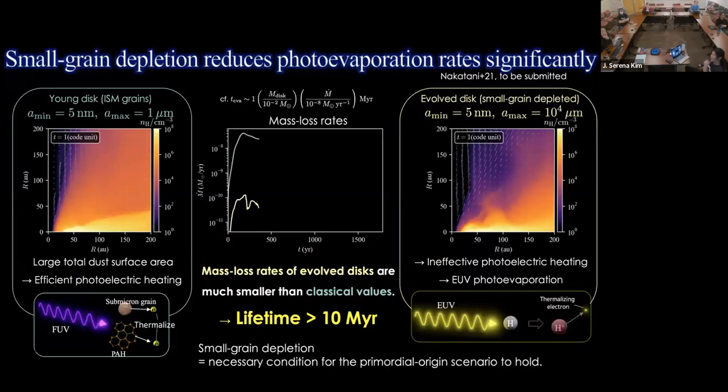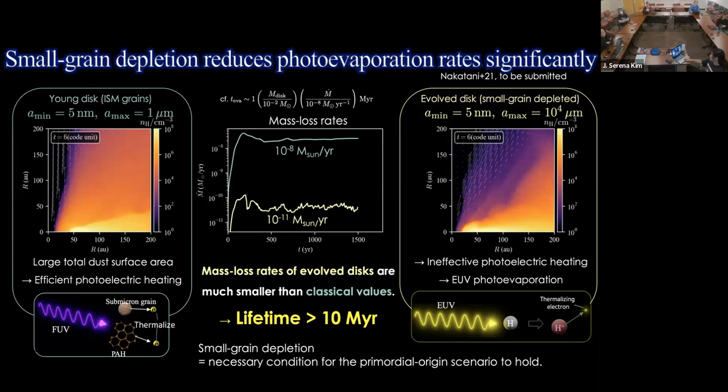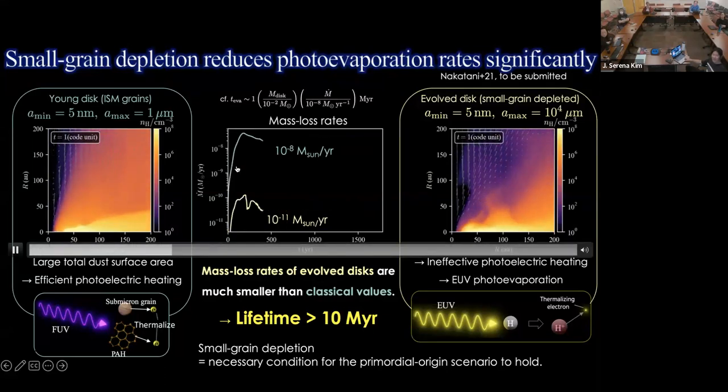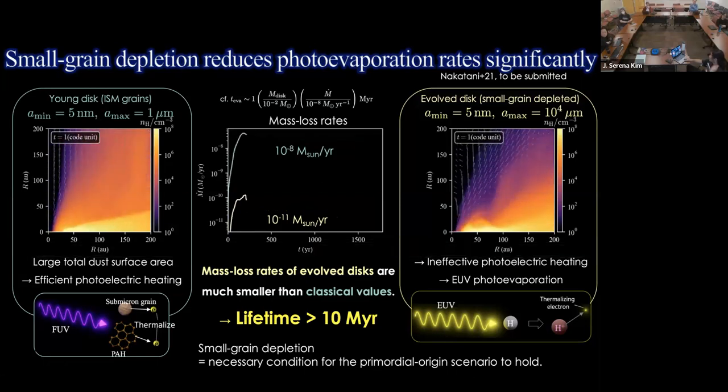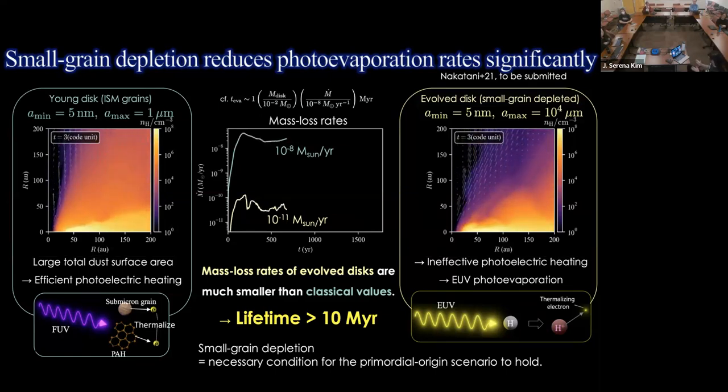And I tested my idea by running hydrodynamic simulations for small grain depleted disks around 2 solar mass stars. The left side shows the disk with ISM composition, so it has small grains. And on the right, I assumed a fairly evolved disk, in a small grain depleted state. The left side mass loss rate corresponds to this line, and the right side mass loss rate corresponds to this line. So as you can see, the mass loss rate is significantly reduced by the effect I talked about in the previous 2 slides. So I concluded photoevaporation rates are slowed down around small grain depleted disks around intermediate mass stars. And I estimated the dispersal timescale to be longer than 10 million years.